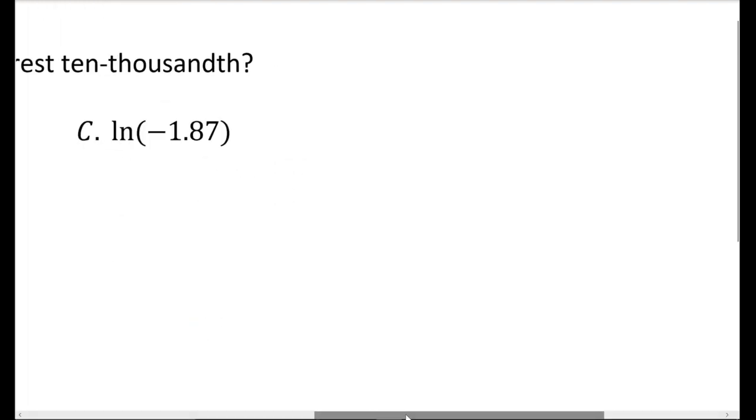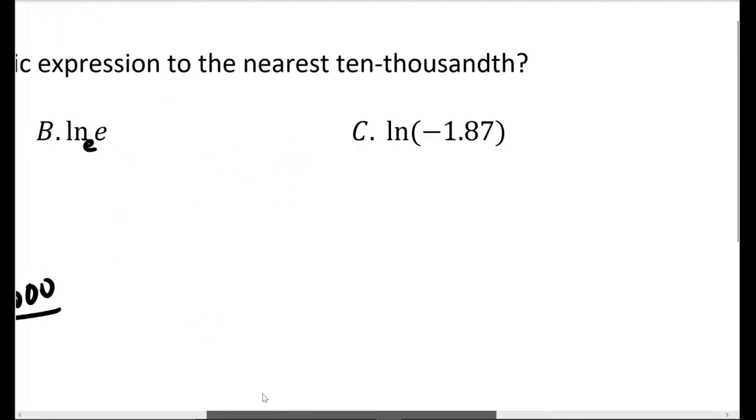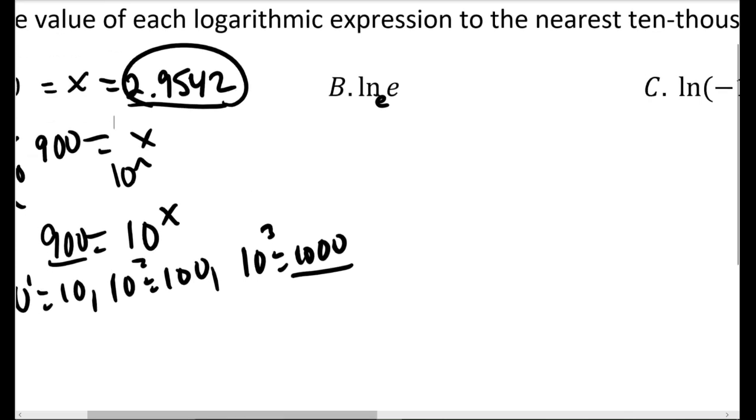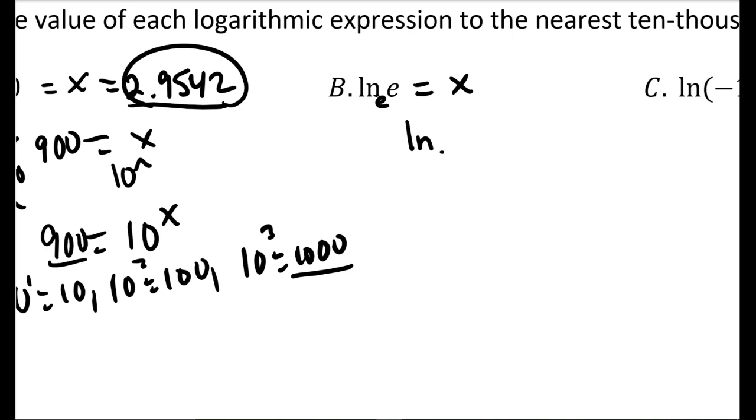All right, so now the next one that we want to look at is ln of e. So we're going to set this equal to x. So we have ln e, and when I write the ln, I'm going to write the l in cursive so that we're not confusing it with a 1 or something else. So ln of e equals x.